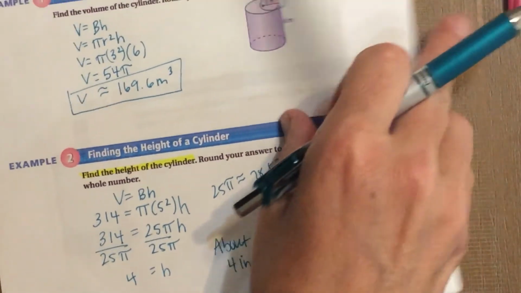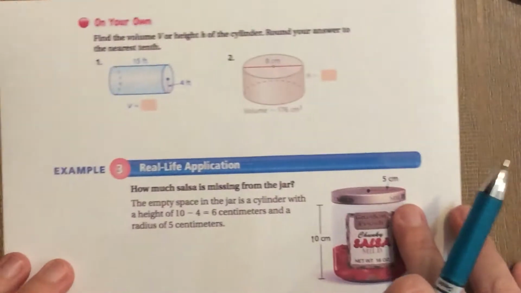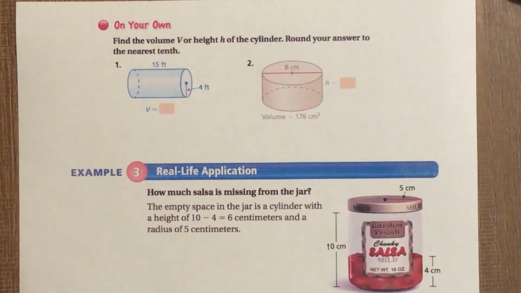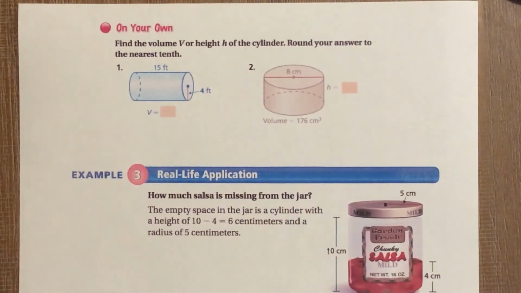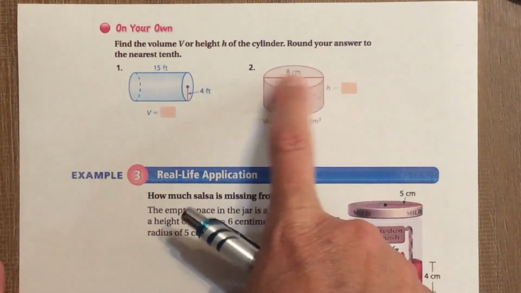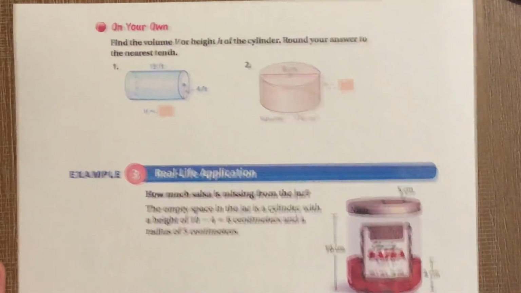Okay, now I want you to pause it, and I want you to try questions 1 and 2 on your own. Question 1 is just like the first example I gave you. Question 2 is just like the second example. Keep in mind though, here's the diameter given, and remember we need to use the radius. So go ahead and pause it and give those 2 a try.